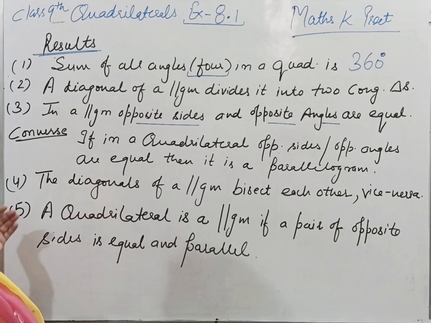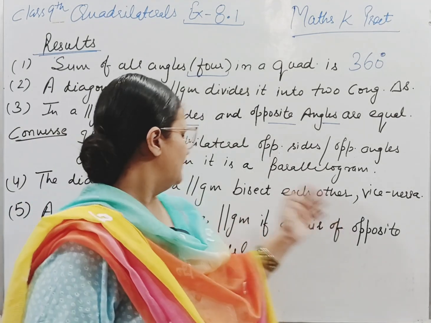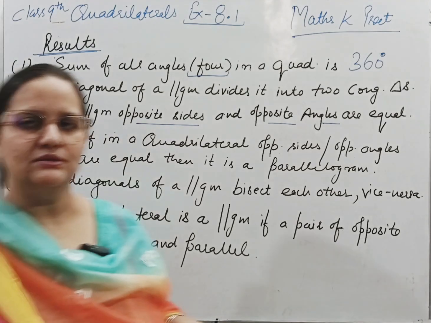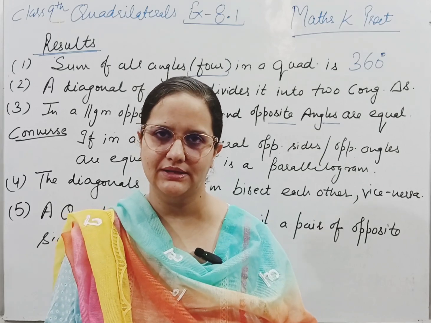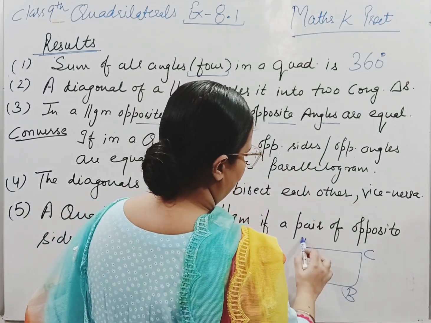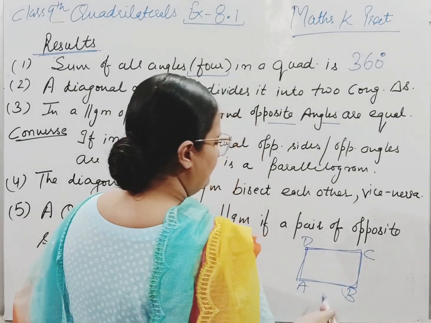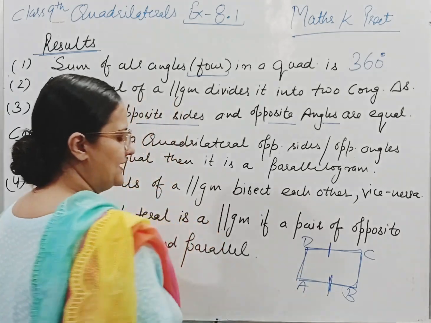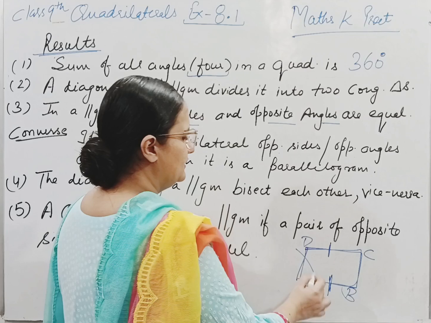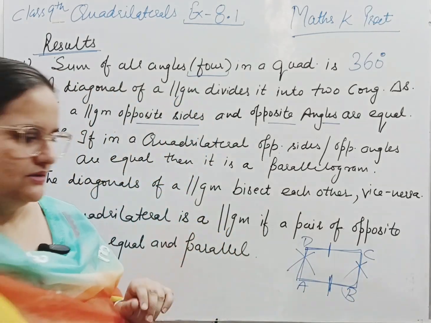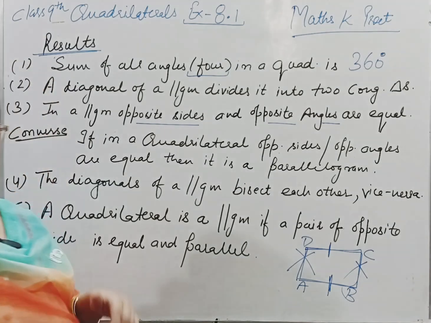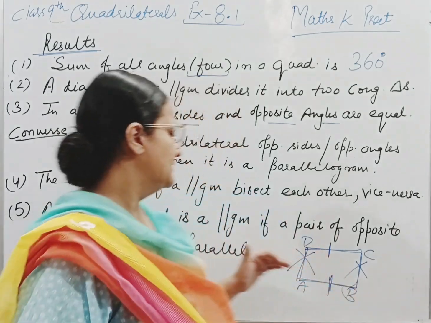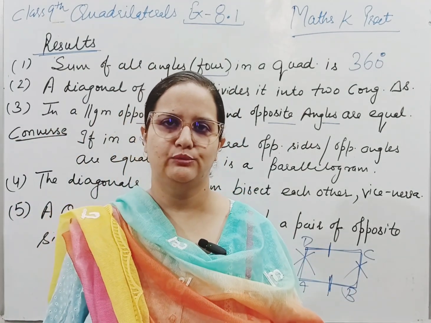Result number 5 is saying that a quadrilateral is a parallelogram if a pair of opposite sides is equal and parallel. So the result is saying, if we prove that in a quadrilateral ABCD, any single pair of opposite sides, say AB and DC, are parallel to each other and equal to each other as well, then this is directly a parallelogram. We need to do nothing with the second pair, so we can ignore it. We will directly have a parallelogram. So these were the results. Let's see the two examples we are left with and the proof of this theorem. Then we'll try to proceed with exercise 8.1 in this video.